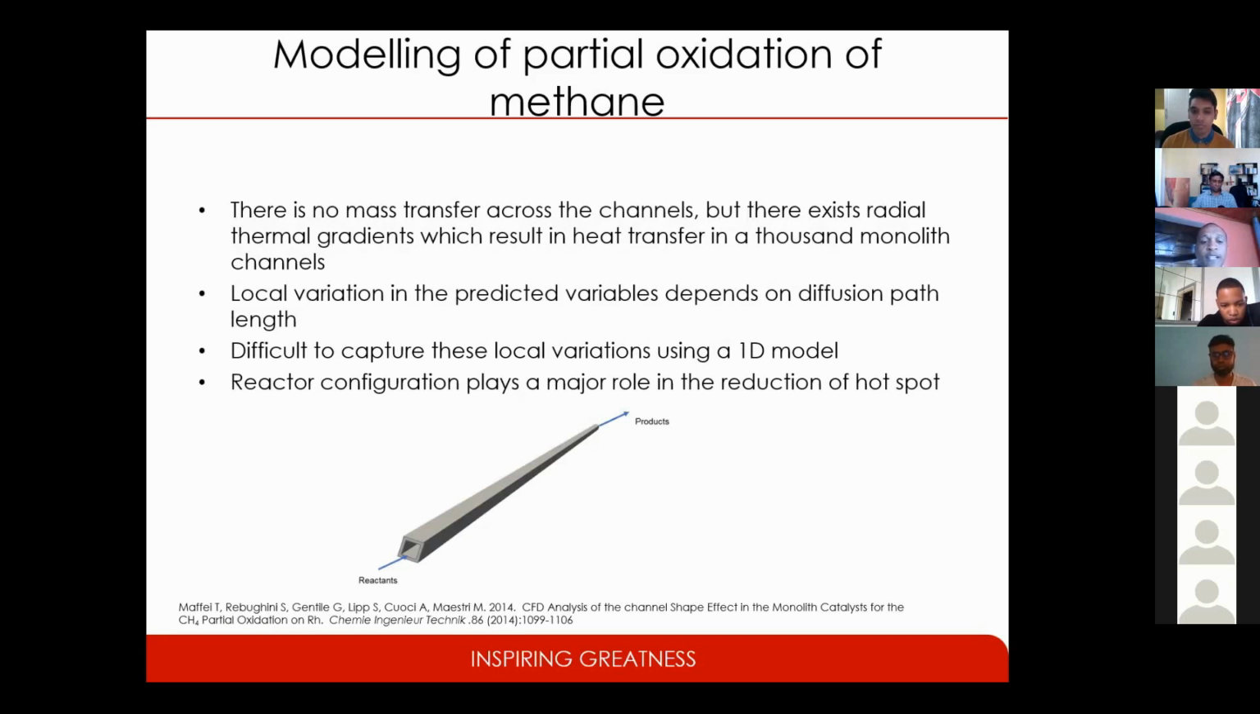And the local variation in the predicted variables in these monolith channels depends on the diffusion path length. And these local variations that I have just mentioned are difficult to capture when one uses one-dimensional models. So it is therefore required that 3D models are used. And also remember, I have spoken about the formation of local hotspots, which may lead to catalyst deactivation, and this is undesirable. In partial oxidation, the formation of local hotspots is one of the major challenges.